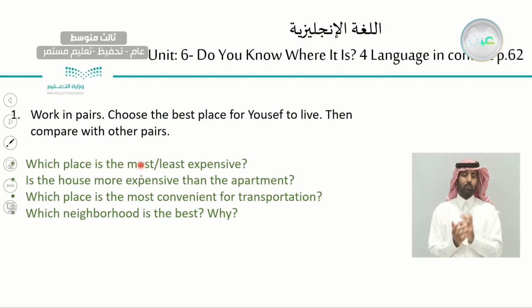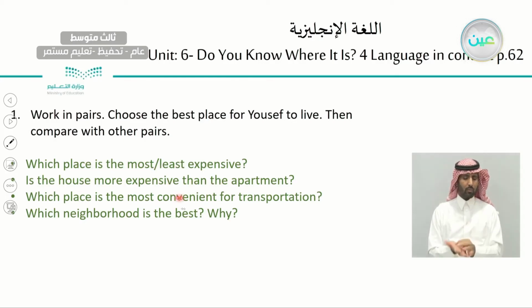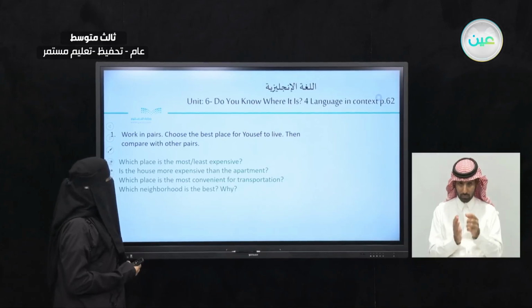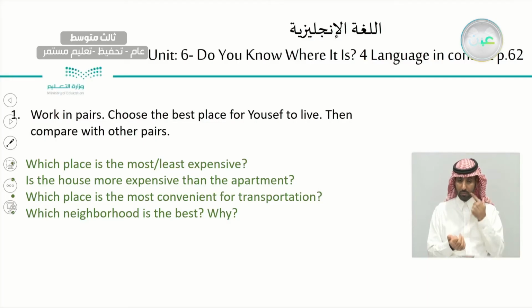Which place is the most or least expensive? So compare the prices. Is the house more expensive than the apartment? Okay, so you have to use comparative and superlatives. Which place is the most convenient for transportation? Which neighborhood is the best and why? Okay, give me a reason. So these are the questions. You can find it in your book. So it will help you to choose the best place you think for Yusuf.